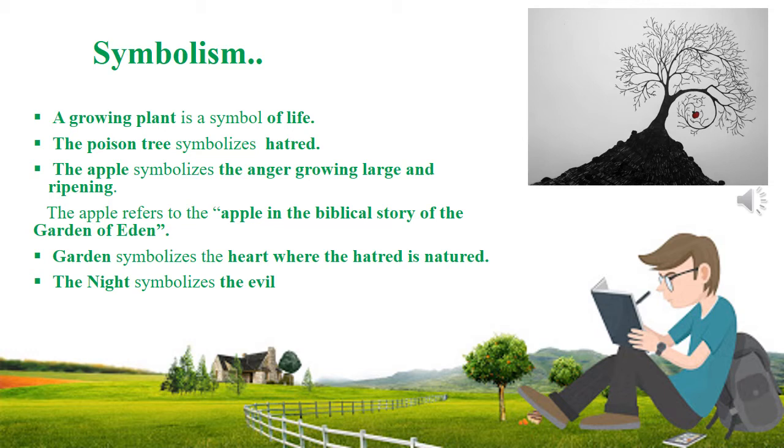And also, after eating the bright apple on the poisonous tree, what happened to the foe? What happened to the enemy? He died. He lay dead under the poison tree. So here the night, that word, gives the evil background to the poem at the end. So in the symbols we can find that the apple symbolizes the anger growing large and ripening.